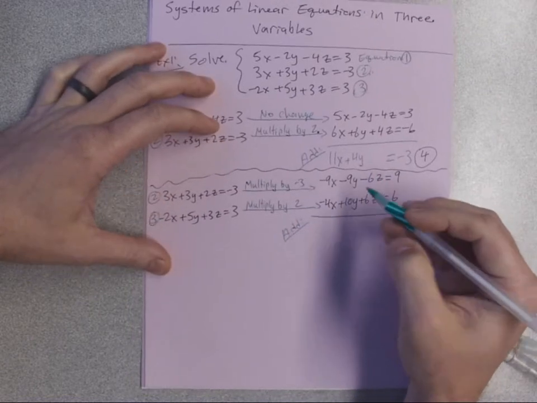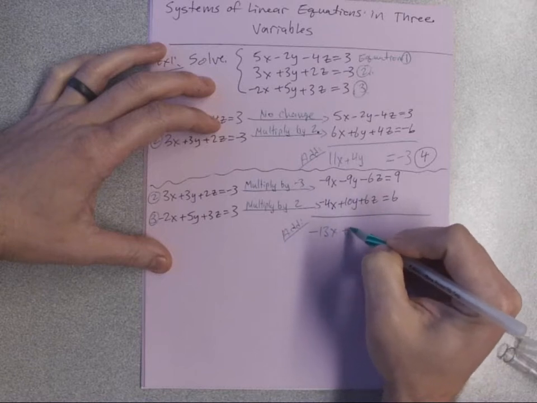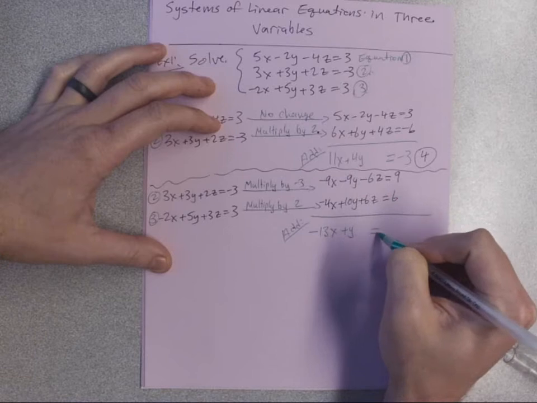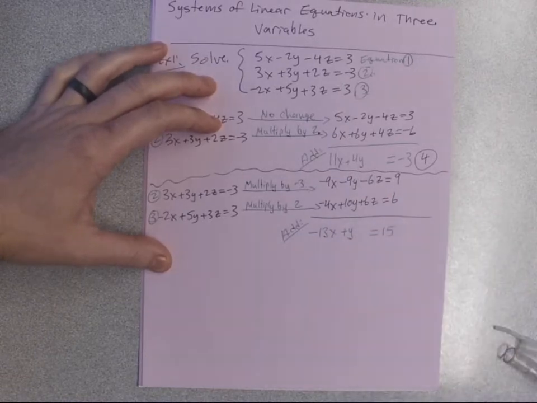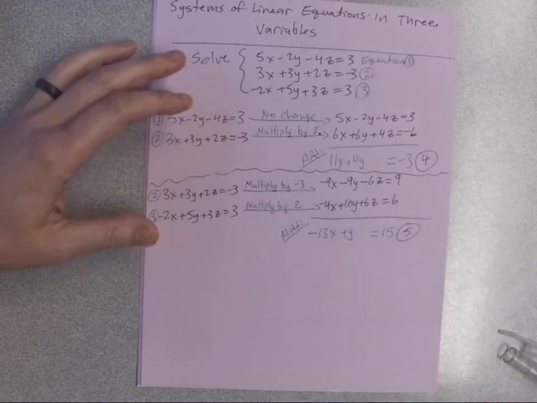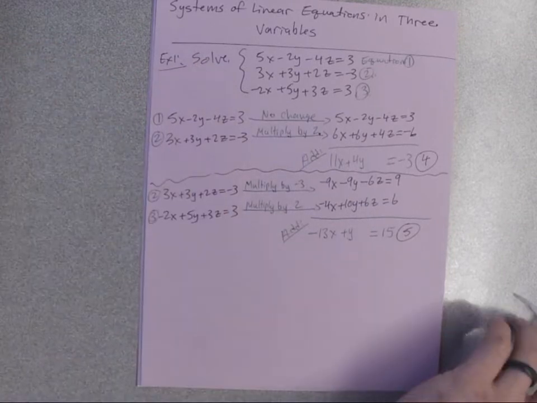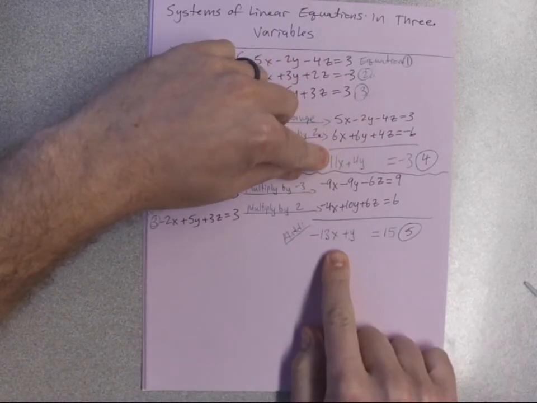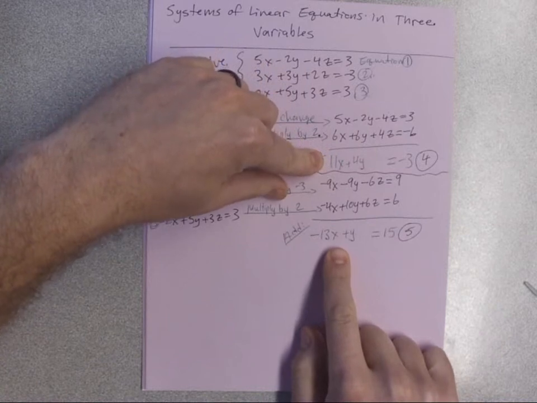So when I add the terms down, I get minus 13x plus y, and then these z's become 0, and that's equal to 15. That is our next new equation, and we'll call that number 5. So now what we want to do is we want to take equations 4 and 5. And notice that they are a system of linear equations in 2 variables.